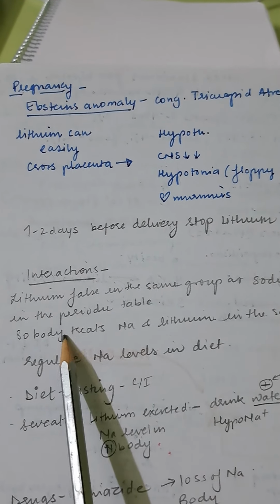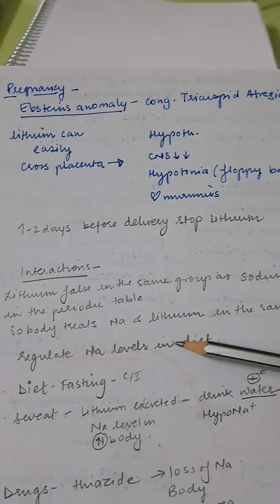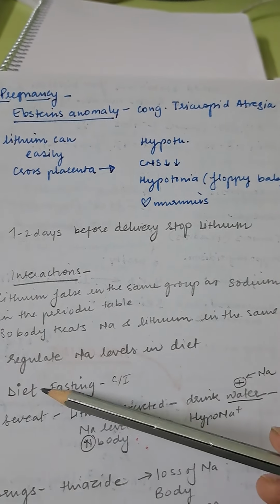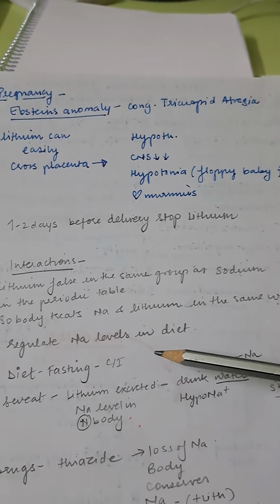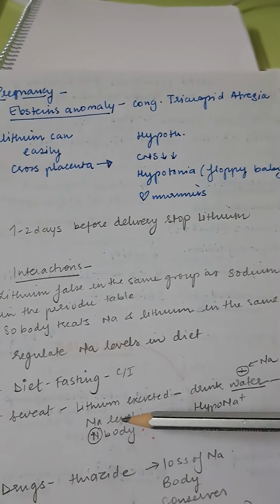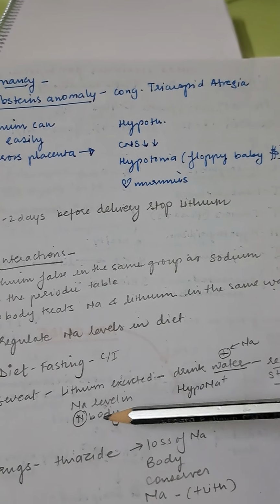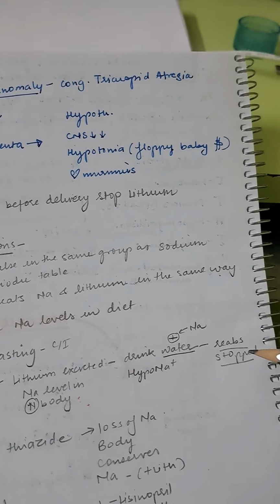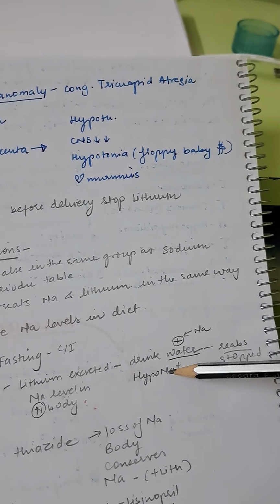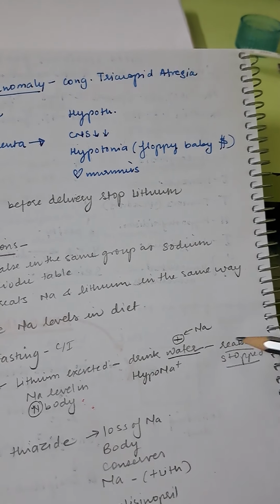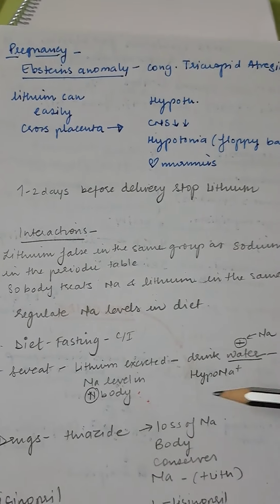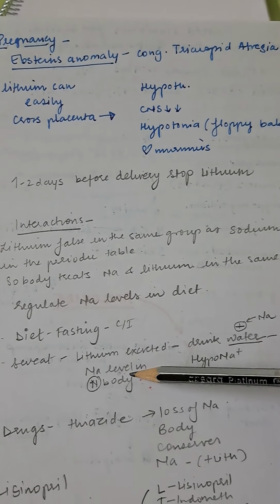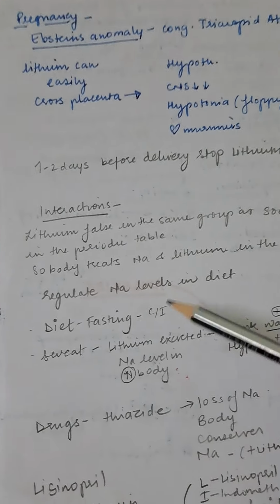Now, lithium has got interactions with sodium regulation. So you have to regulate the sodium levels in the diet, and dieting and fasting are contraindicated. With sweat, lithium is excreted, sodium levels in the body are normal. So the patient drinks water, and this will cause hyponatremia, and reabsorption is stopped. So the patient has to drink a lot of water when he or she is on lithium.